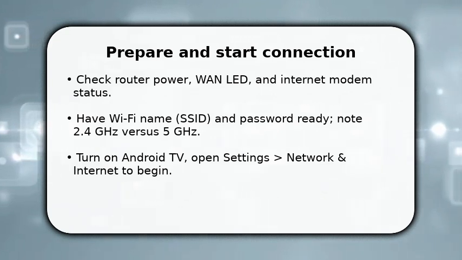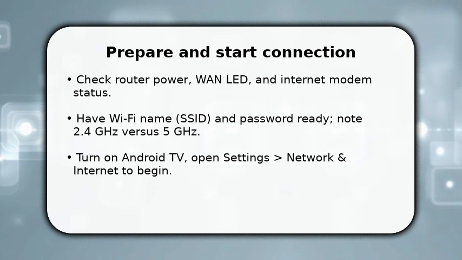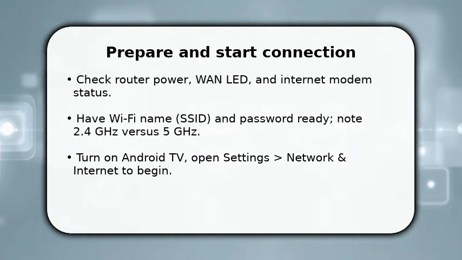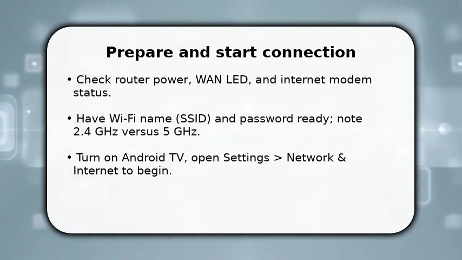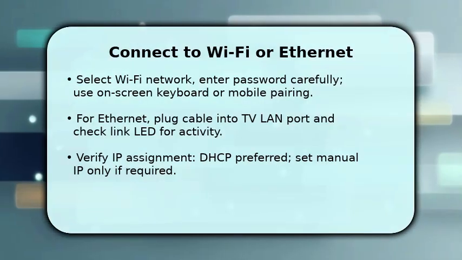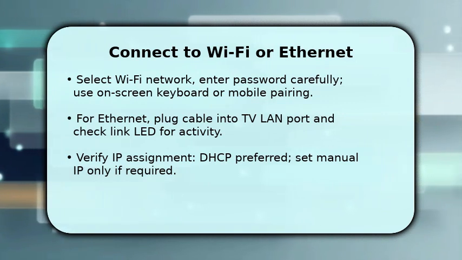Follow the on-screen list of available networks so the TV can scan and present choices for you to select. You now choose the connection method. For Wi-Fi, pick your SSID and enter the password. Use the remote or mobile pairing to avoid typos.